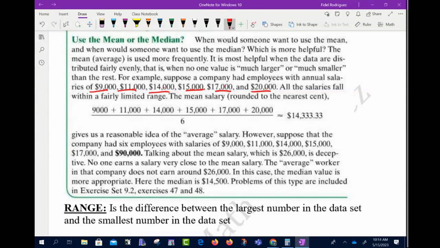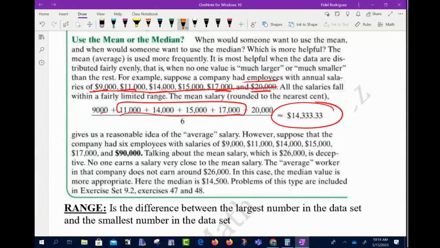And so we notice here, like, look, if a company has 6 employees, these are the salaries. We would say the average salary is $14,333.33. And if you notice, y'all, that's not too far from some of these numbers right here, right? 14,000 is kind of close to those. Obviously, not as close to 9,000, not as close to 20, but there's still a significant number that's close.